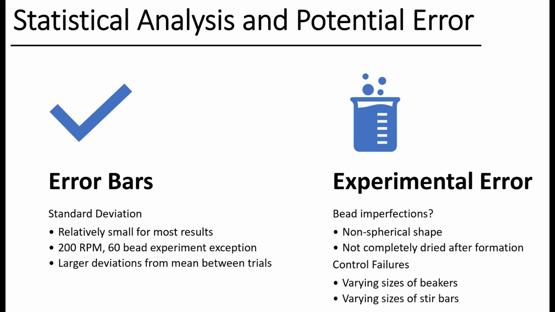These beads also may have been improperly dried after they were taken out of their synthesis solution and before they were placed in the beaker. This would have introduced a lot of excess tartrazine into solution before the diffusion could occur. Lastly, there may have been some control issues between trials, as beakers and stir bars of varying sizes were used throughout experiments. This could account for differences in rates of stirring between trials despite being set to the same stir speed.